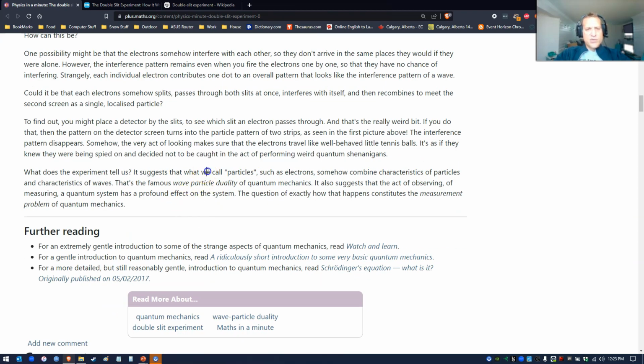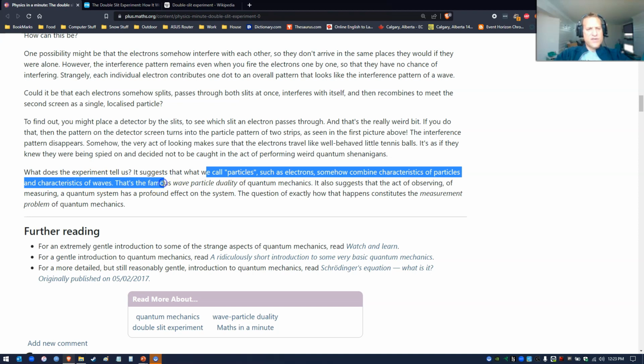So it suggests that what we call particles somehow combine characteristics of particles and characteristics of waves. Well, that's not a big deal. We've known that for a long time. But I guess they don't understand that the particle is the front of the wave. So the particle is following this wave trajectory.